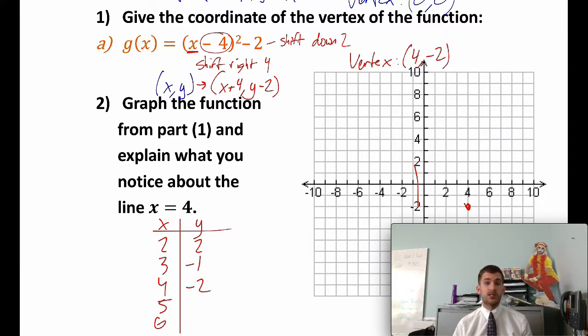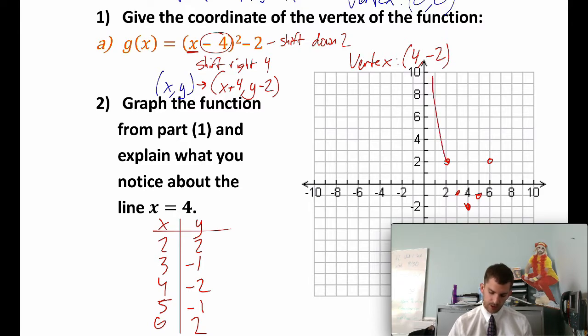Well, good, that's the vertex point that we had already found. Going on with 5. 5 minus 4 is 1. Square it, we still get 1. Subtract 2, we're at negative 1. 6 minus 4 is 2. Square it is 4. Minus 2 again, we're at 2. So let's plot these. We got the point at 2, 2, 3, negative 1, 4, negative 2, 5, negative 1, and 6, 2.